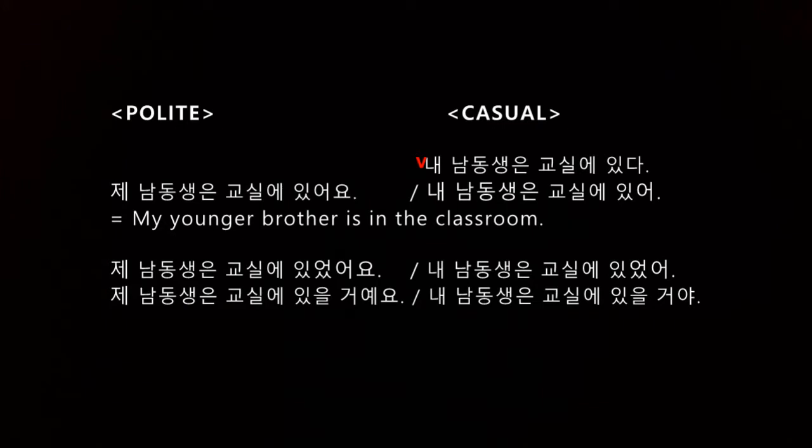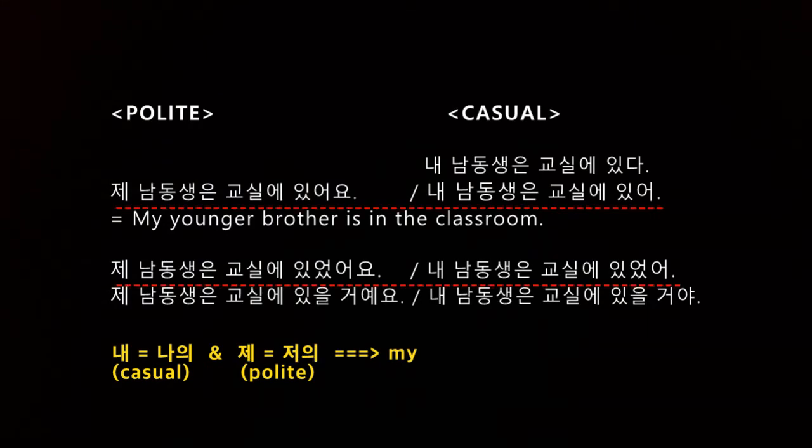내 남동생은 교실에 있다. 제 남동생은 교실에 있어요. 내 남동생은 교실에 있어. 제 남동생은 교실에 있었어요. 내 남동생은 교실에 있었어. 제 남동생은 교실에 있을 거예요. 내 남동생은 교실에 있을 거야. 내 is short for 나의. 제 is short for 저의. 나의 and 저의 mean my, but this is casual and this is polite. We use 저의 when we are speaking to people who are older than us or strangers.